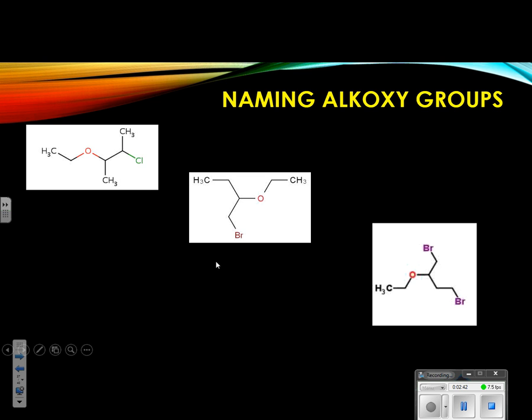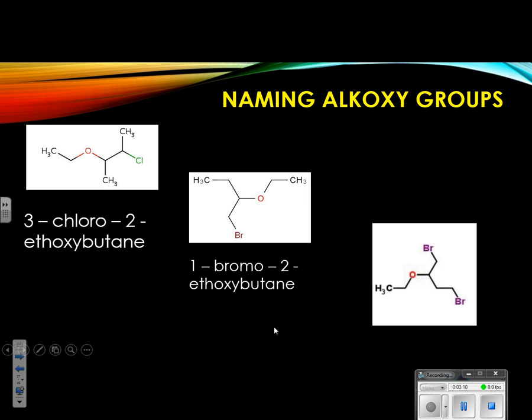So let's name some ethoxy groups coming off. Go ahead and number the chain. So on this one, we'd have a long chain here of 4, with a chlorine coming off and an ethoxy group coming off. So we would name it 3-chloro-2-ethoxybutane. Here we have an ethoxy coming off, and we have a bromine coming off, and we have a 1, 2, 3, 4 chain. So we're going to go 1-bromo-2-ethoxybutane. On this one, we have a 1, 2, 3, 4, and we have 2 bromines coming off and 1 ethoxy. So on this one, we're going to go 1,4-dibromo-2-ethoxybutane. Same kind of naming system. We just are, instead of saying chlorine or methyl or ethyl, we use the ethoxy or the methoxy.